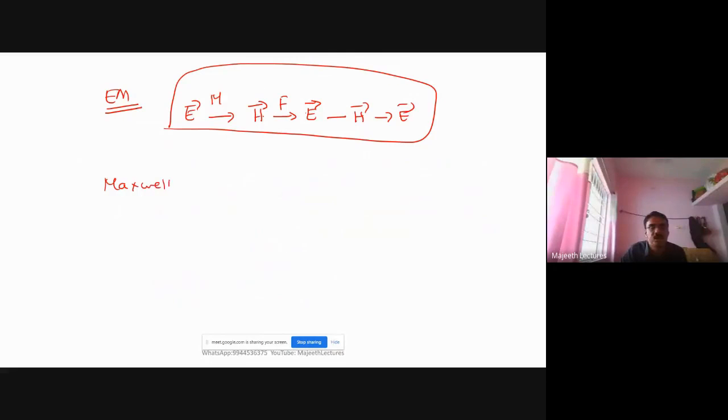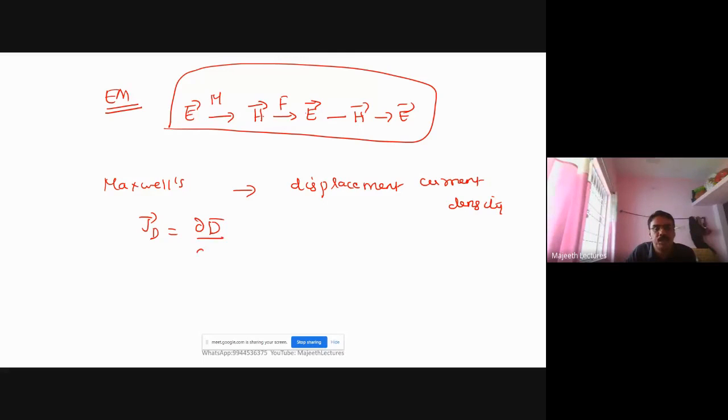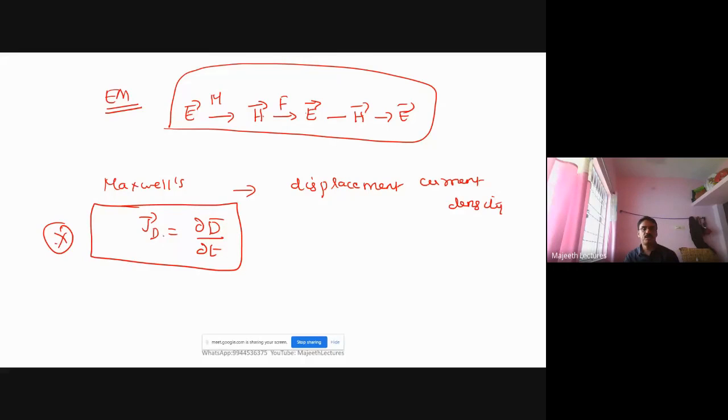Maxwell's biggest contribution is displacement current density. Don't forget this word. In every competitive exam, they ask this question. Displacement current density is the biggest contribution of Maxwell to our communication engineering. JD is equal to dou D by dou T. They may ask a question from this. They will give the D value and ask us to find JD. We just have to differentiate.